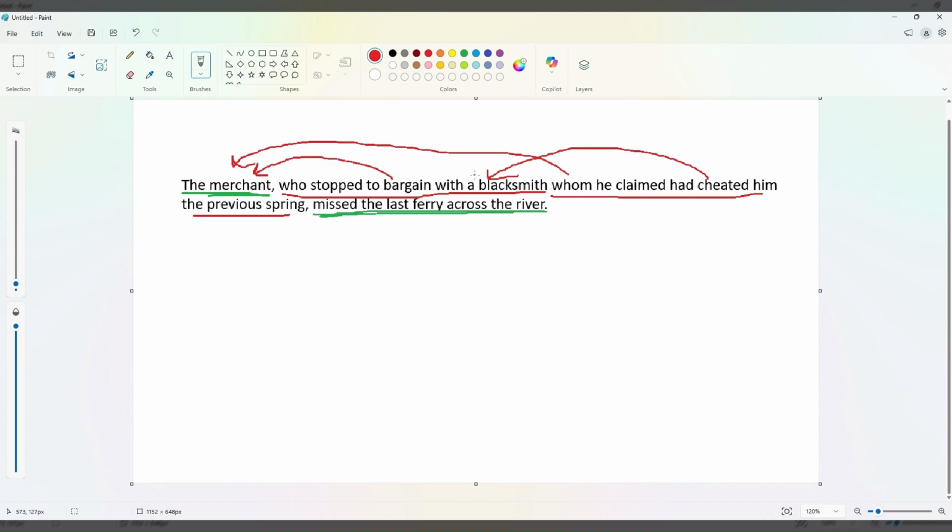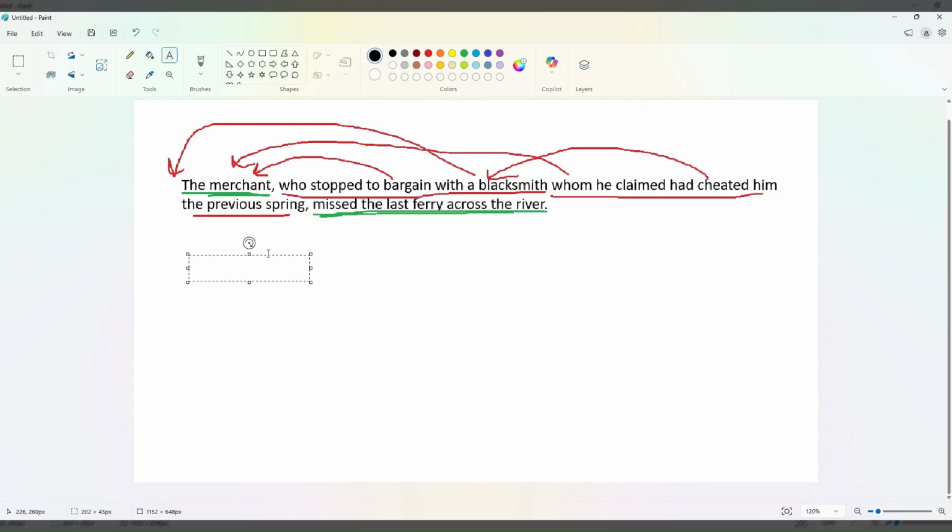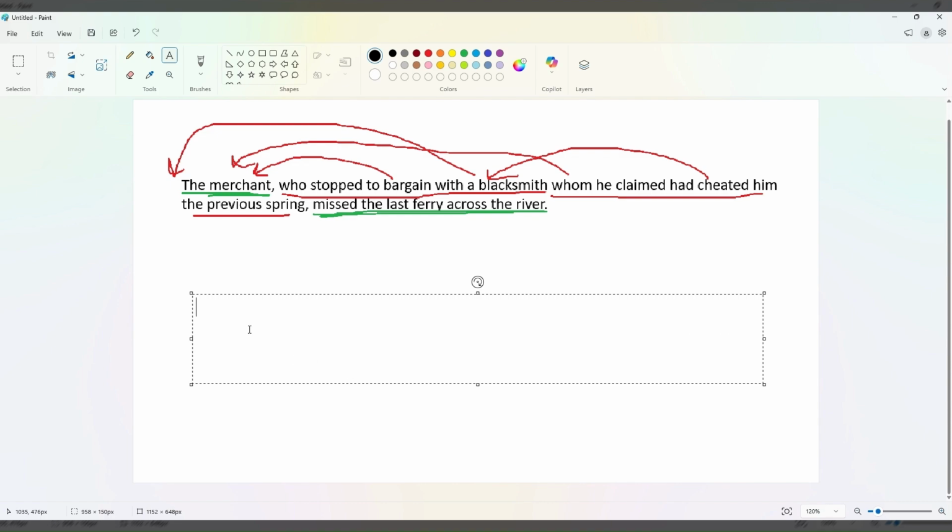Well, one solution is to maybe push all of this up front so that we can have our subject and verb right next to each other. It'll cause us to rephrase a little bit, but we can do it. So we just say, stopping to bargain with the blacksmith whom he claimed. Anyway, let's just get rid of that. How do we say stopping to bargain with a blacksmith? Blah, blah, blah, whom he claimed had cheated him the previous spring, the merchant missed the last ferry across the river.